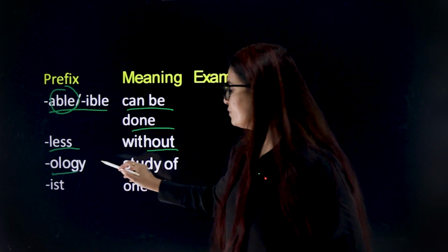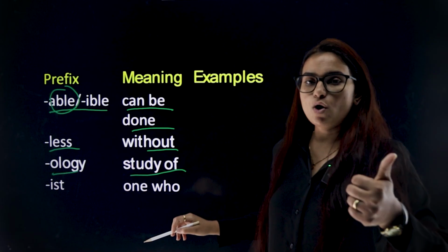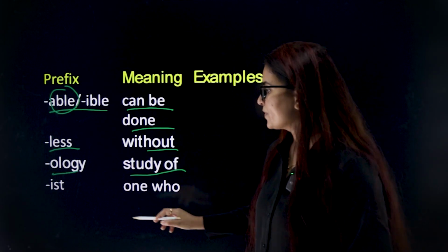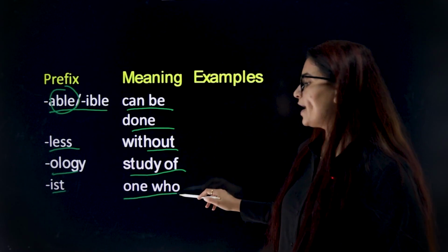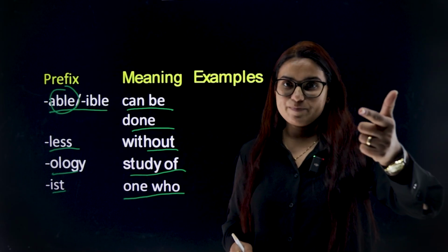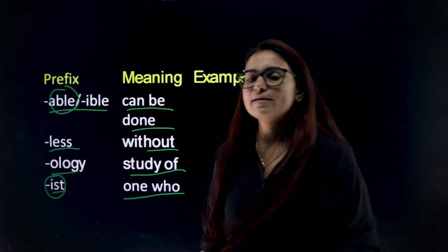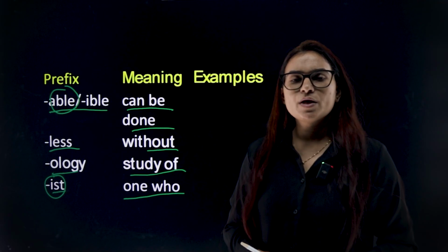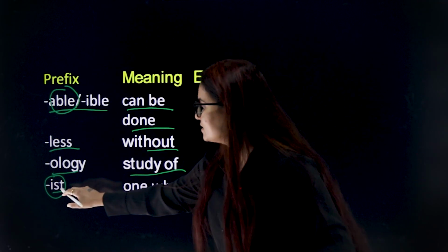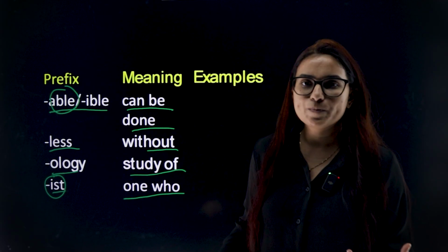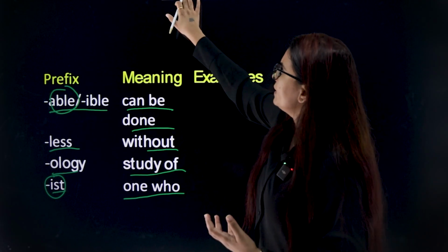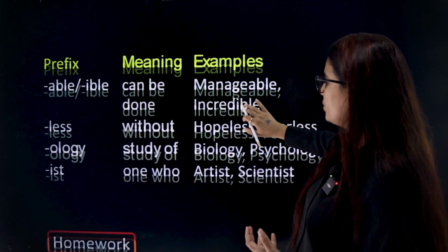We have ology, which means study of, like biology, study of bio. Then we have ist, which means one who. Scientist, you will find this word at the end. Then we have, let's say, artist, ist in the end. Somebody who. Okay. Now, let's see examples which we were talking about earlier.